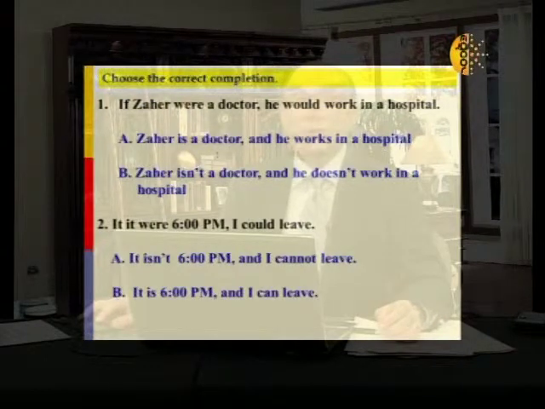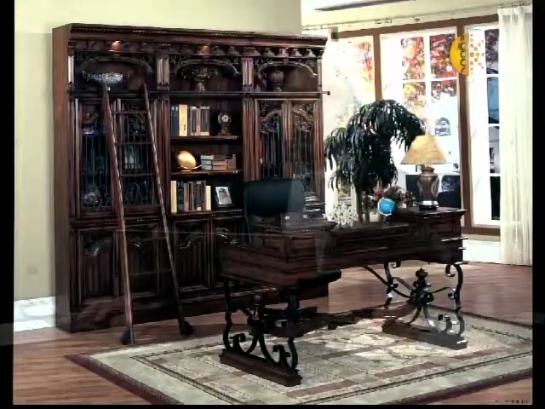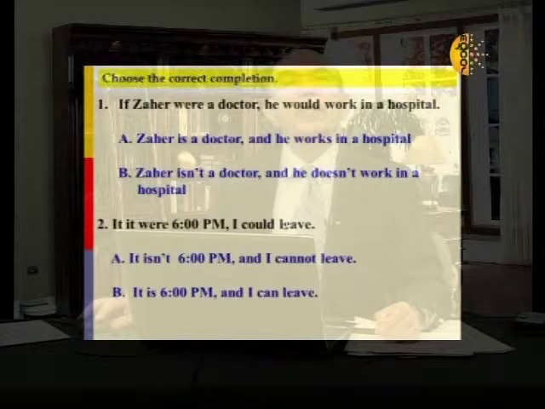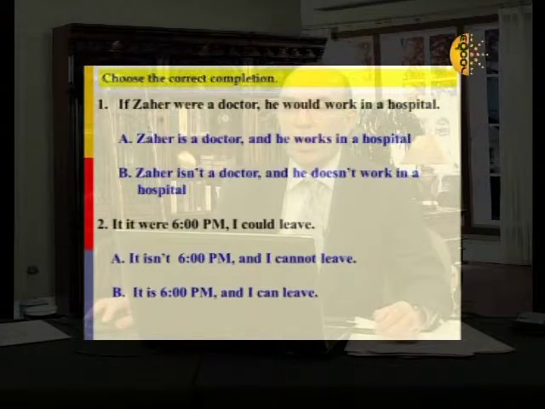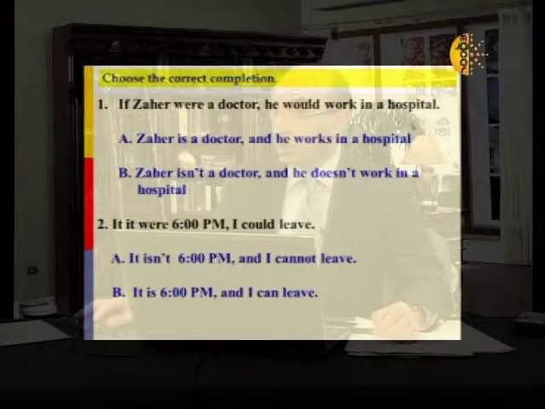Zahir is a doctor and he works in a hospital. Zahir isn't a doctor and he doesn't work in the hospital. Which one is the correct answer? Let me read the sentence again. If Zahir were a doctor, he would work in a hospital. If Zahir were, you cannot say Zahir was in this because of if. If Zahir were a doctor, he would work in a hospital.